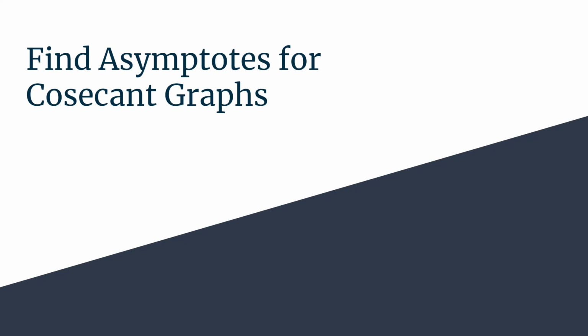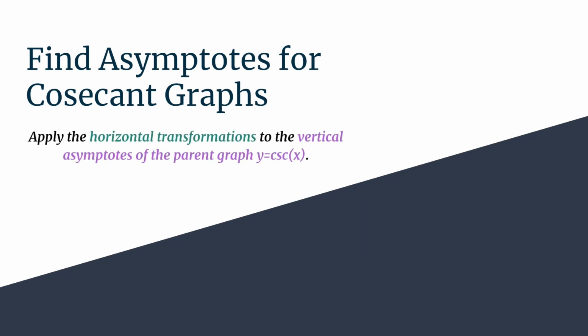In this video, we're going to look at a quick and easy method to find the vertical asymptotes of a cosecant graph given an equation. So the big idea here is that we're going to apply the horizontal transformations to the vertical asymptotes of the parent graph y equals cosecant x.